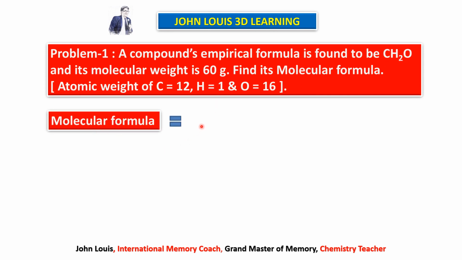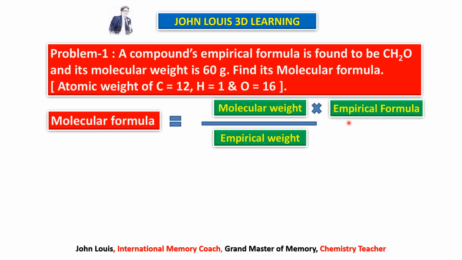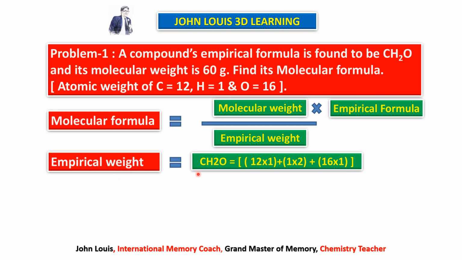Okay, now let us see. Molecular formula is equal to molecular weight divided by empirical weight into empirical formula. Empirical formula is given, molecular weight is also given, that is 60 gram. We need to find out its empirical weight. So empirical weight is equal to CH2O. What is the atomic weight of carbon? 12. How many carbons here? Only 1 carbon. Therefore 12 into 1.